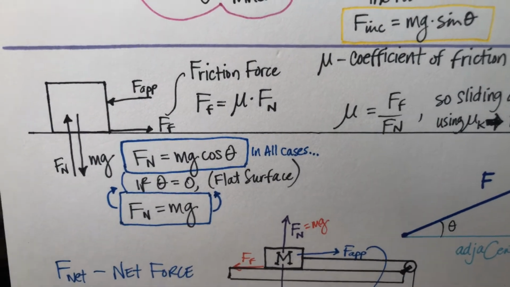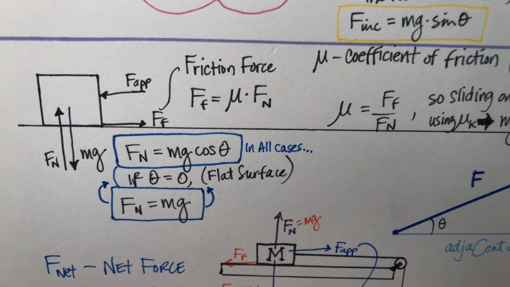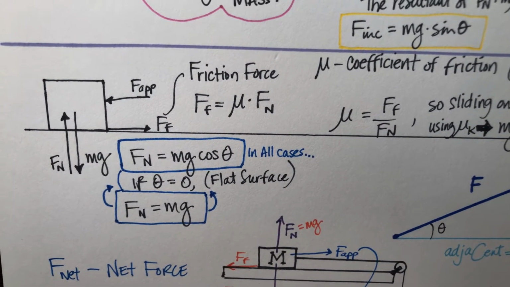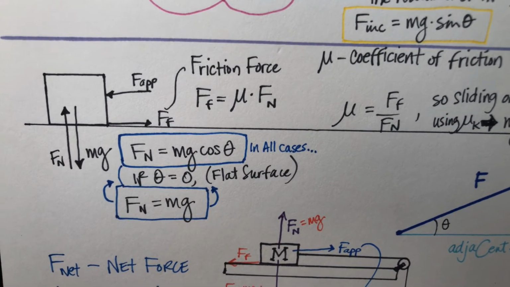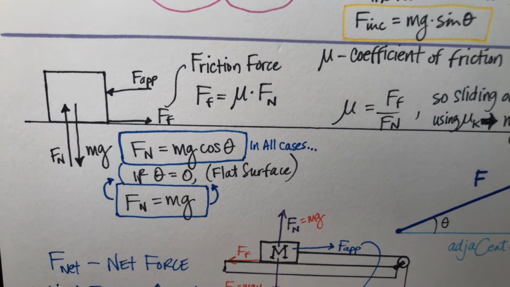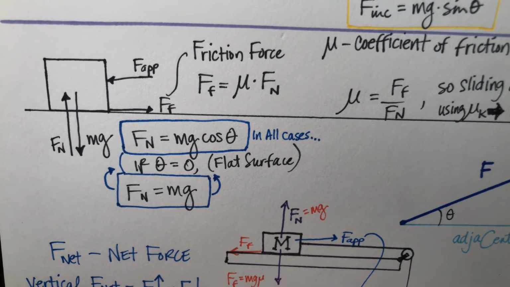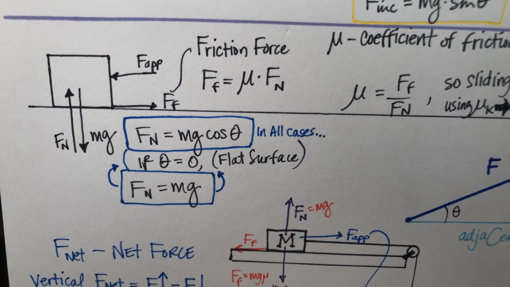In this case, we've got a box here that's being pulled or pushed. Pushed to the left. Friction force is acting to the right. And as long as the box is moving at a constant speed, there's no net horizontal force. That means the applied force equals the friction force. So remember that: constant velocity means applied force equals friction force.